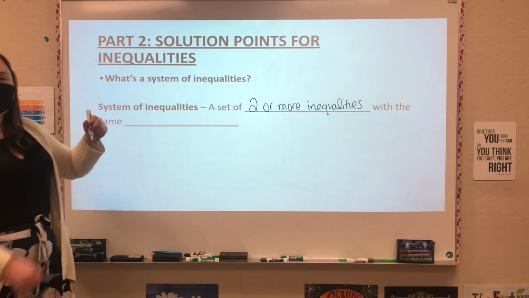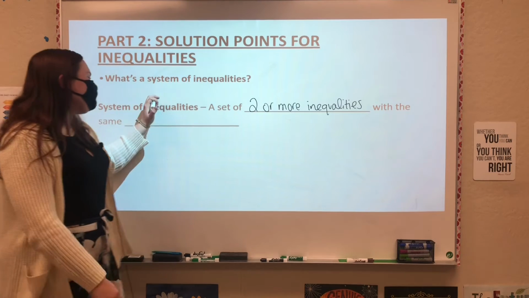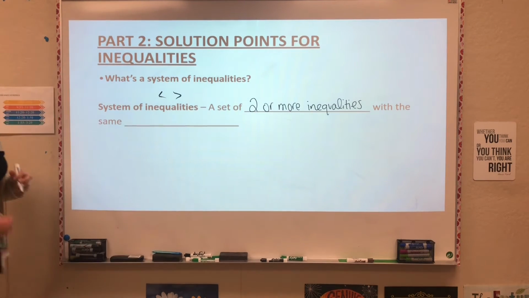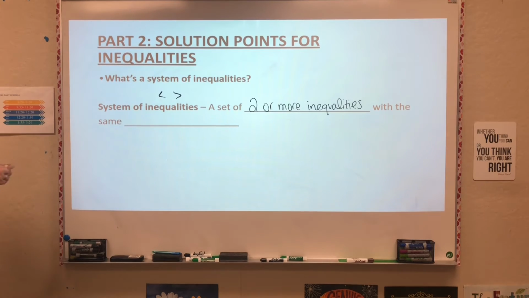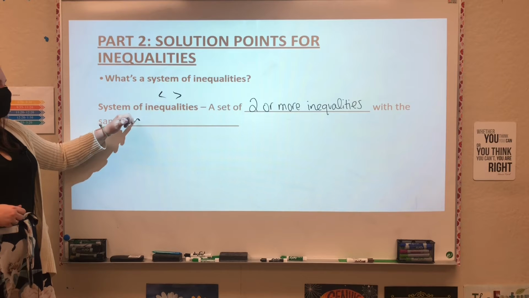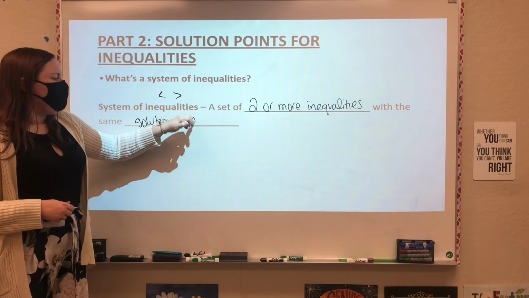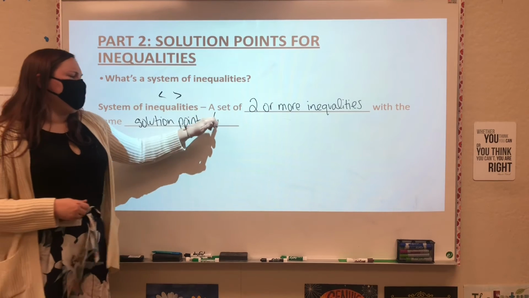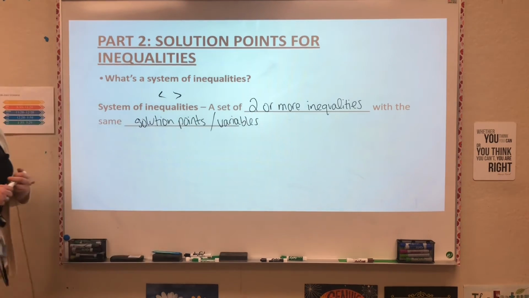When I say inequality, what am I talking about? Yep. For the camera, he's doing this with his hand. So it's those less than, greater than signs. So a system of inequalities is going to be a set of 2 or more of these with the same solution points. I'm also going to say the same variables again. So if one of them is using x and y, the other one also has to use x and y. They're both referring to the same variables.